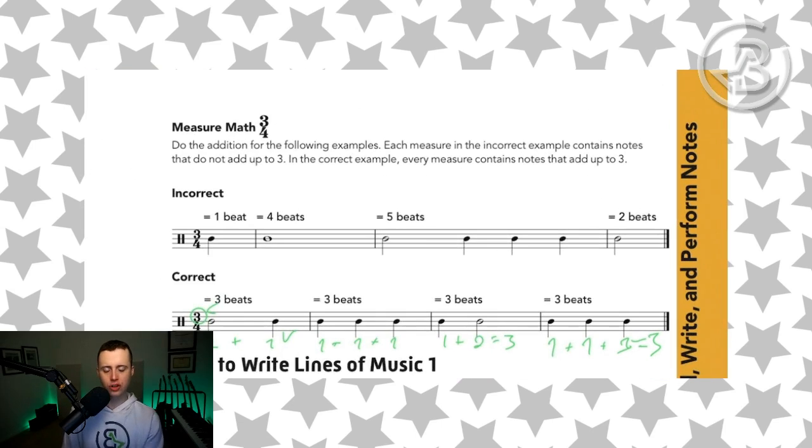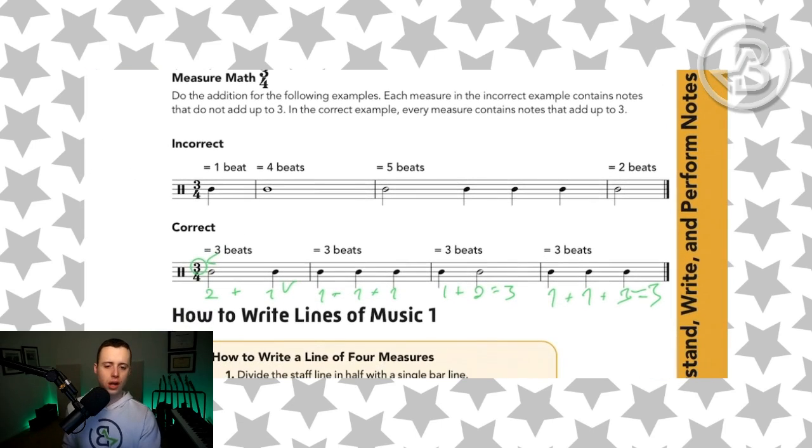in that measure. So whenever you write in 3/4, make sure that in every single measure, you have 3 beats or 3 counts worth of notes. No more and no less. You cannot write a whole note in any measure in 3/4 because a whole note gets 4 beats or 4 counts, and each measure of 3/4 can only hold 3 beats or 3 counts. I will see you in the next lesson.